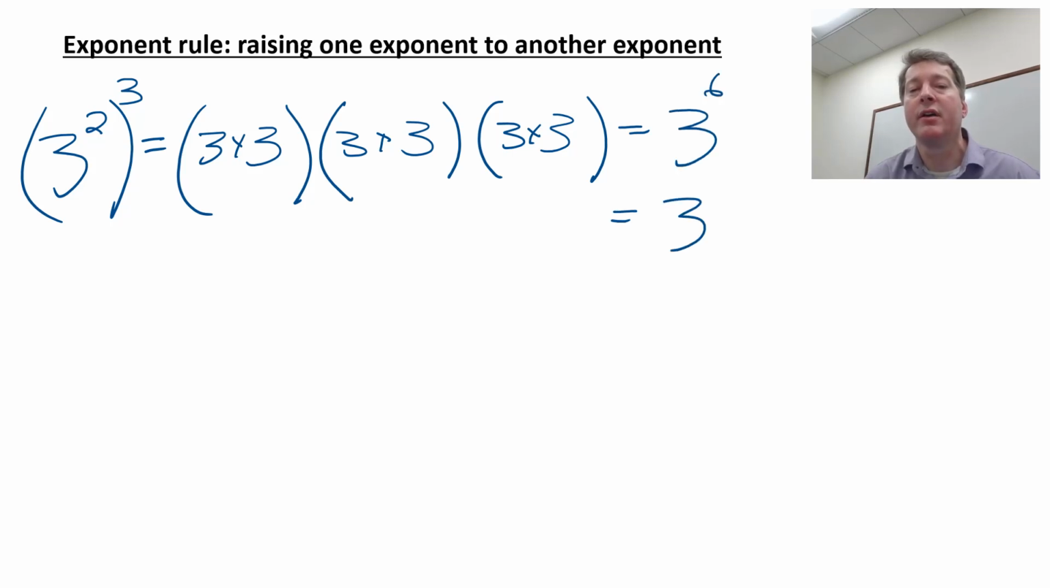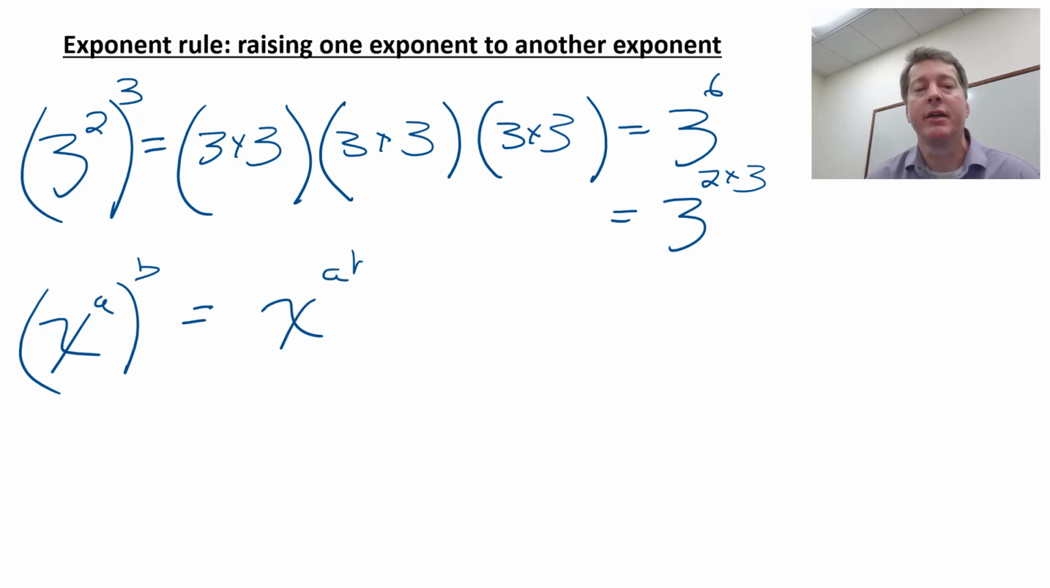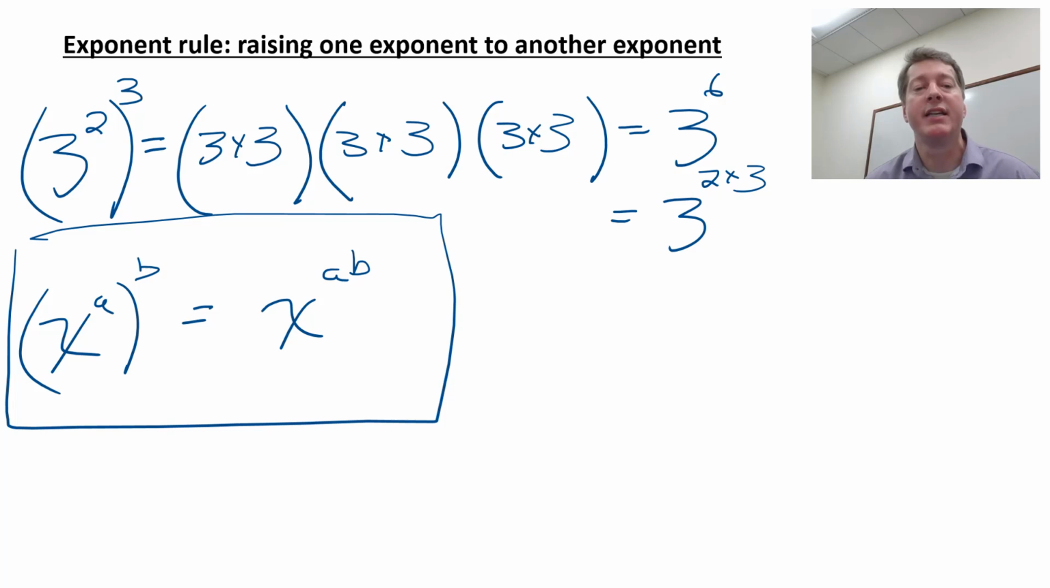It is 3 to the, not 2 plus 3, but 2 times 3. So as a general rule, x to the a raised to the power of b, you multiply the exponents. X to the a times b. X to the ab. Very important rule to remember for a standardized test.